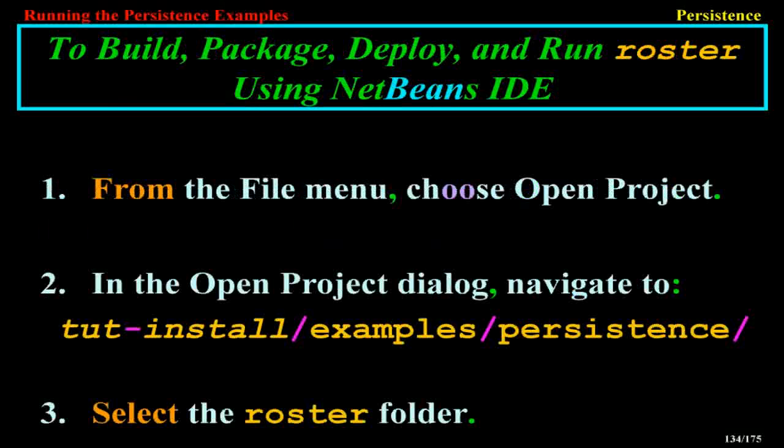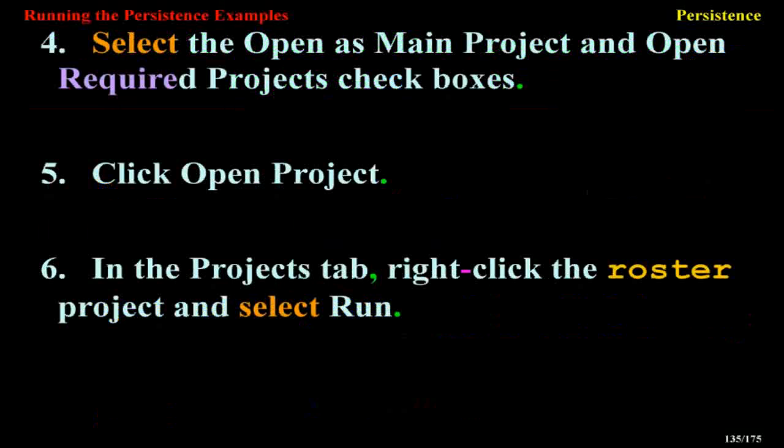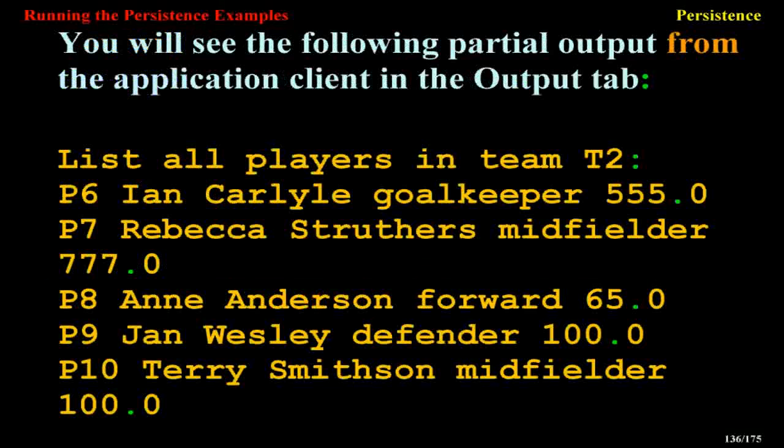From the File menu, choose Open Project. In the Open Project dialog, navigate to tut-install/examples/persistence. Select the roster folder. Select the Open as Main Project and Open Required Projects checkboxes. Click Open Project. In the Projects tab, right-click the roster project and select Run. You will see the following partial output from the application client in the Output tab.